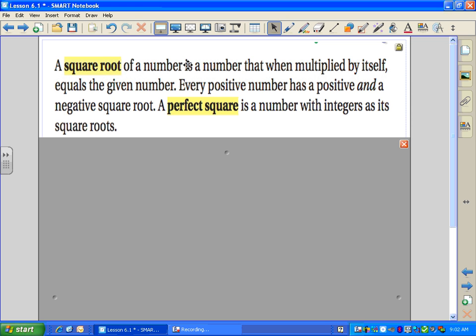Every positive number has a positive and a negative square root. A perfect square is a number with integers as its square root. We did some examples of perfect squares earlier.